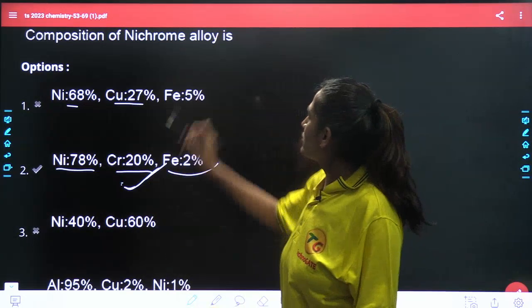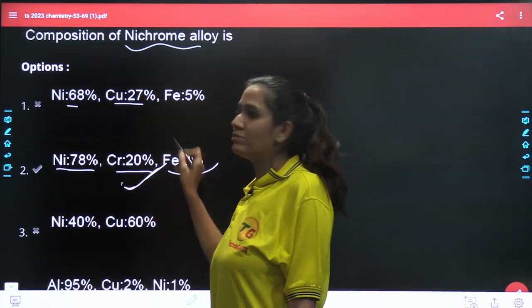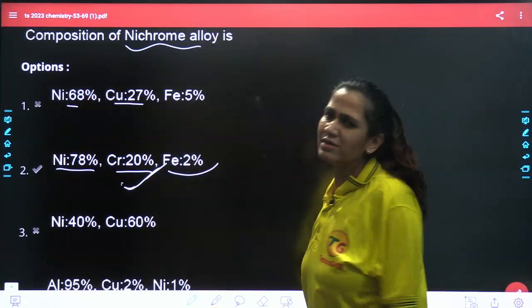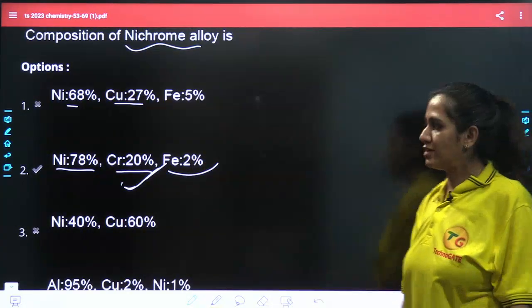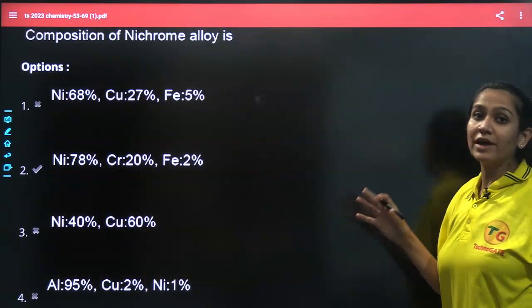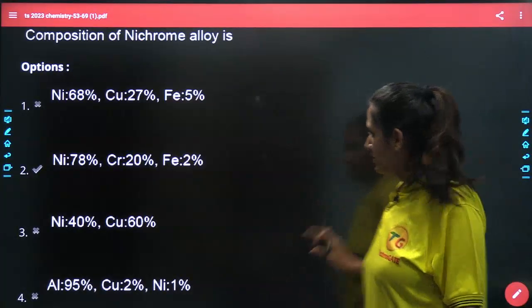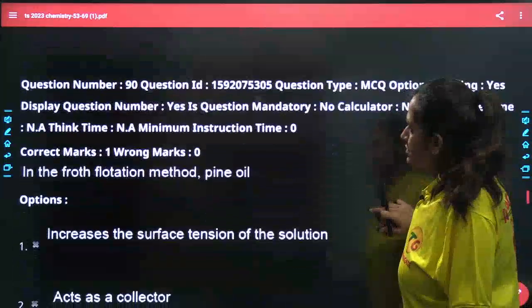Nichrome alloy is made up of nickel, that is 78%, chromium, that is 20%, and a little bit of iron, that is just 2%. Clear? This you should remember and learn also. These things are also important. Okay, next question.